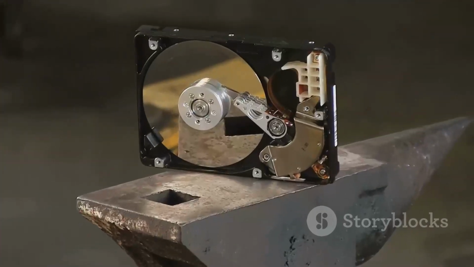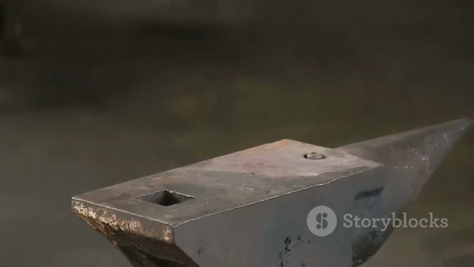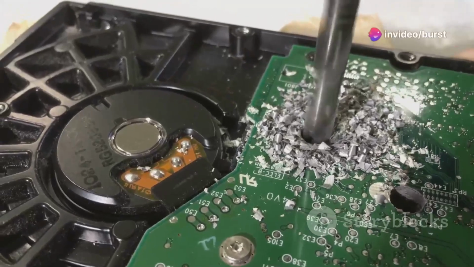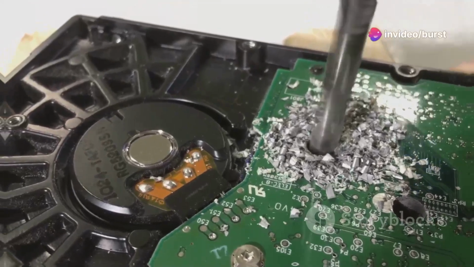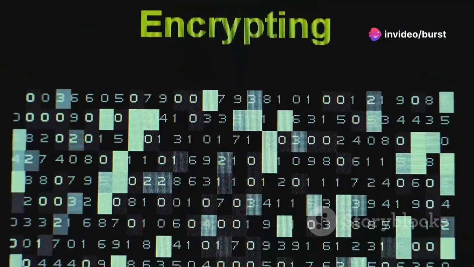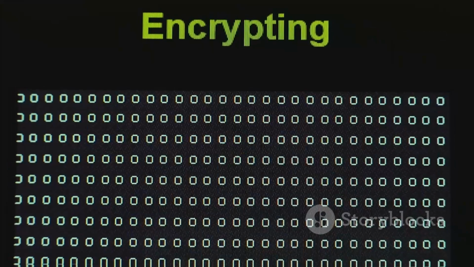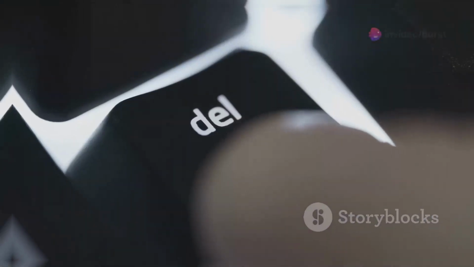Physical destruction. For highly sensitive data, physically destroying the storage device, like shredding or incinerating hard drives, ensures that the data cannot be recovered. Encryption. Encrypting data before storing it means that even if the data is recovered after deletion, it remains unreadable without the encryption key.